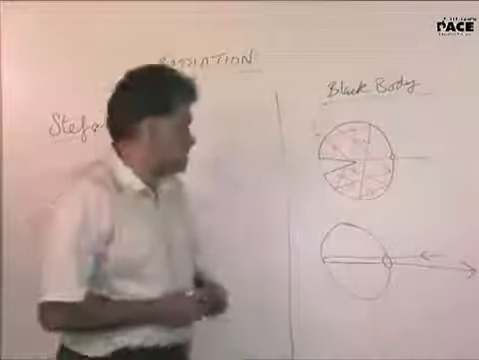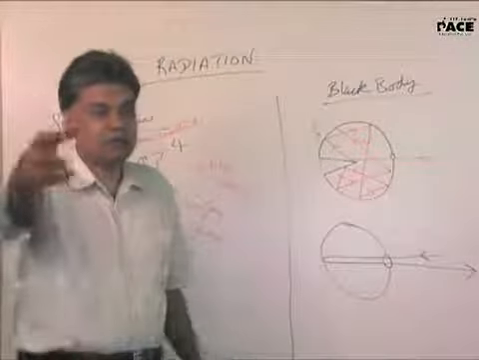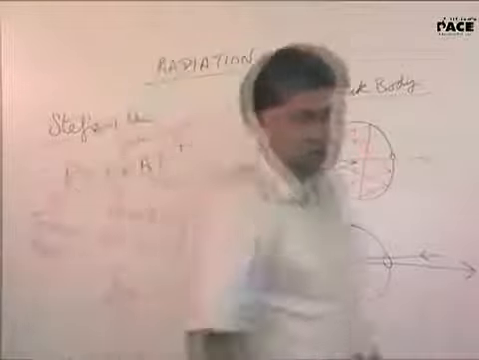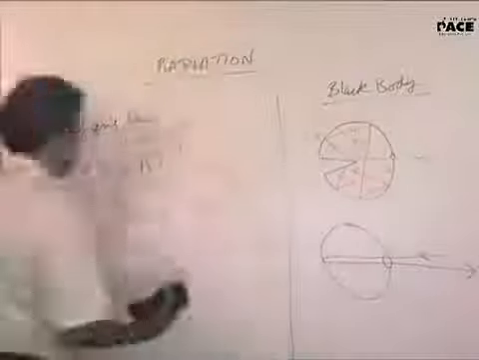Then it won't be black because it is emitting something. This is the idea of a black body. It absorbs anything which is put on it. Then we have another idea.